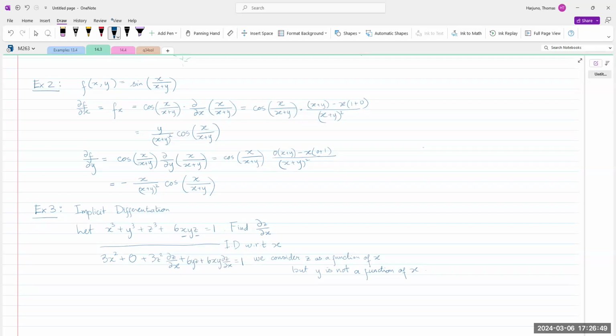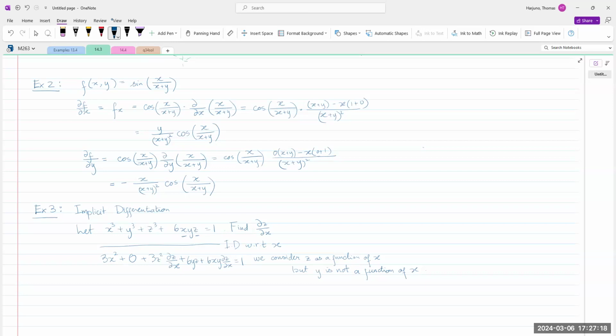Do not use z prime, because z prime simply means you assume z is a function of x only, while in this case we do the derivative with respect to x, okay, but in actuality z is also a function of y. Maybe I should say related to y.